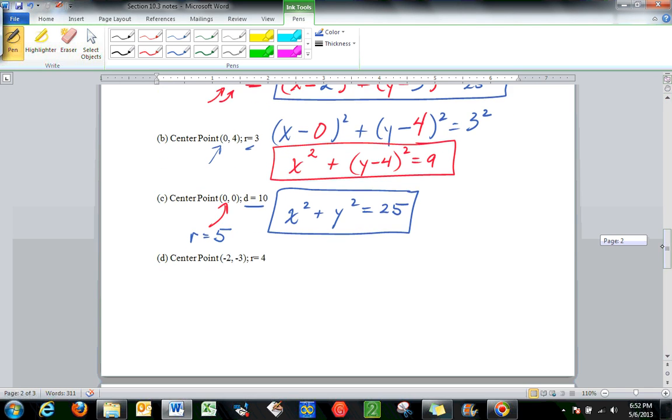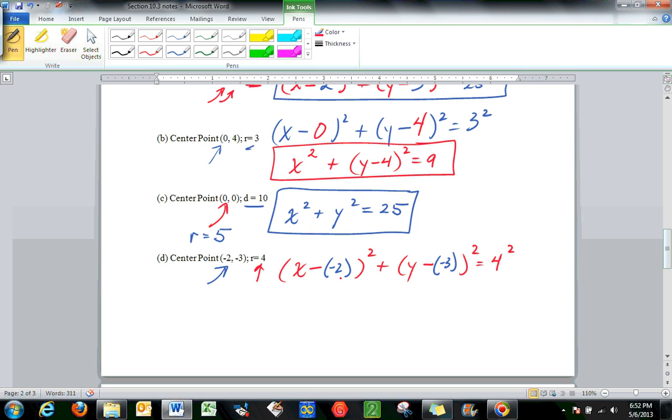Okay, and the last one is probably the most challenging kind. Notice we have a center point that's not at the origin, so I'm going to use my preset (x minus) plus (y minus) equals r squared, which is 4 squared. This is where we sometimes run into trouble. We have a negative 2, so if my h is negative 2, I need to make sure I put that in parentheses. My k is also negative, so negative 3 will go into parentheses.